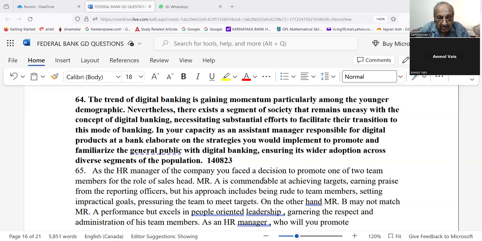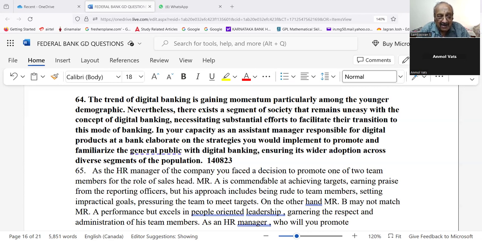The trend of digital banking is gaining momentum, particularly among the younger demographic. Nevertheless, there exists a segment of society that remains uneasy with the concept of digital banking, necessitating substantial efforts to facilitate their transition to this mode of banking. In your capacity as an assistant manager responsible for digital products at a bank, elaborate on the strategies you would implement to promote and familiarize the general public with digital banking, ensuring its wider adoption across diverse segments of the population.